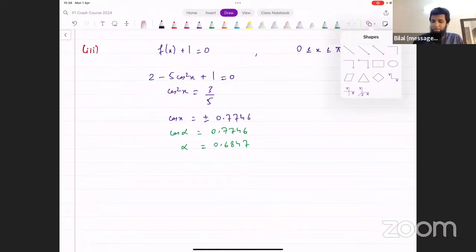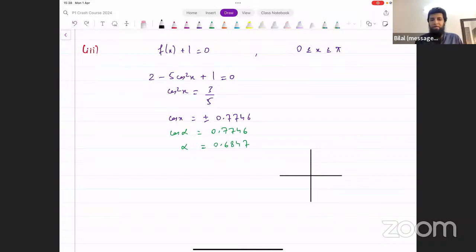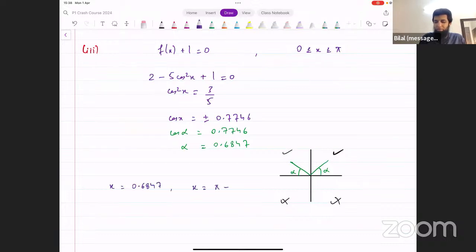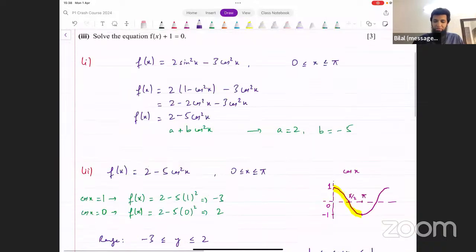Then you think of quadrants. Since it's going from 0 to pi, cos x could be positive or negative. That means it could be any of the 4 quadrants. However, the interval is from 0 to pi. That means the third and fourth are not possible. You're only going to look at values in the first quadrant or in the second quadrant. So x is either equal to 0.6847 in the first quadrant, or x equals pi minus 0.6847 in the second quadrant, which gives 2.457. These are the two possible values of x that you get.